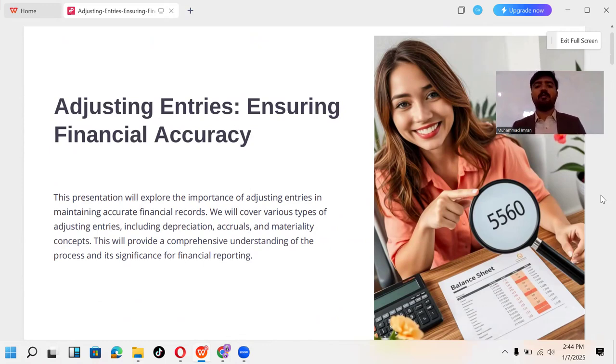In this presentation, we are going to explore the importance of adjusting entries in maintaining accurate financial records. We will cover various types of adjusting entries used in this chapter, and we will also cover depreciation, accruals, and materiality concepts. This will all provide us a comprehensive understanding of the process and its significance for financial reporting.